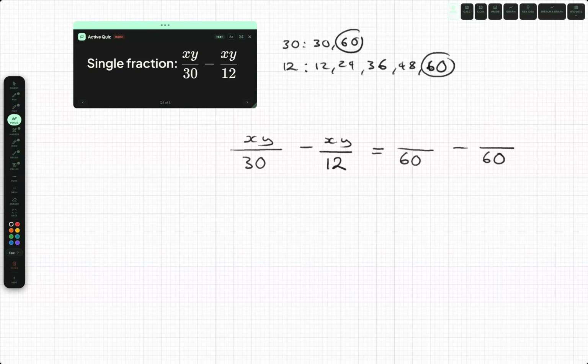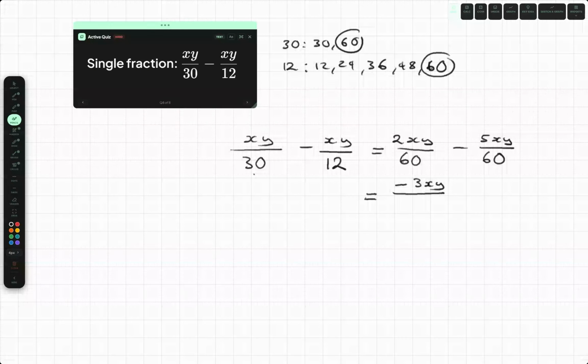Now we've done that, we know what has to happen. To get 30 to 60, we've multiplied it by 2, so we have to do 2xy. To get from 12 to 60, we've multiplied it by 5, so we have to do minus 5xy. Now they are the same, so we perform our operation. 2 minus 5, they're both like terms. So we have 2 groups of xy minus 5 groups of xy. Well, that's negative 3 groups of xy all over 60.